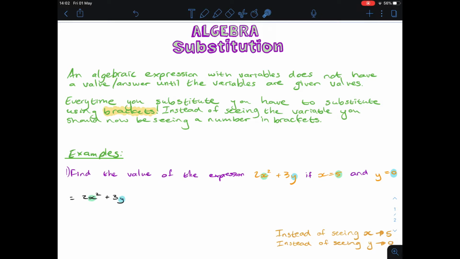Now, every time you substitute, you have to substitute using brackets. It's extremely important to remember that. So instead of seeing a variable, you should now be seeing a number in brackets. So let's have a look at the first example.